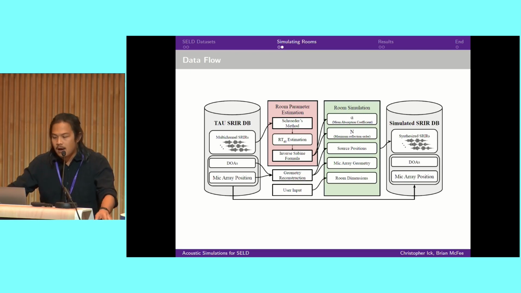If you look at the whole flow of actually generating this data set, this captures just about everything. We start off with the TAU SRIR data set, and we have both our multi-channel spatial room impulse responses as well as our DOAs. We pass the room impulse responses into room parameter estimation to get our mean absorption coefficients and the maximum number of reflections, and then we use geometry reconstruction to get the positions of our sources as well as the microphone information. From here, we end up with a data set that is essentially identical to the original data set, only substituting the original SRIRs with synthetic ones.